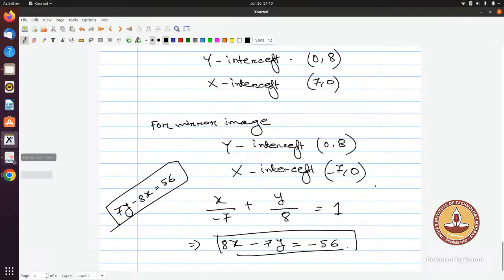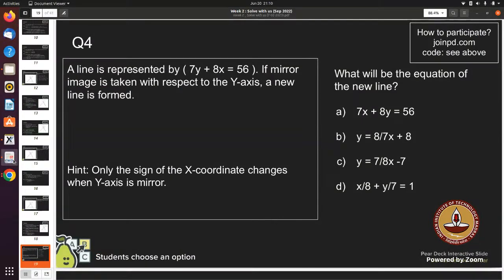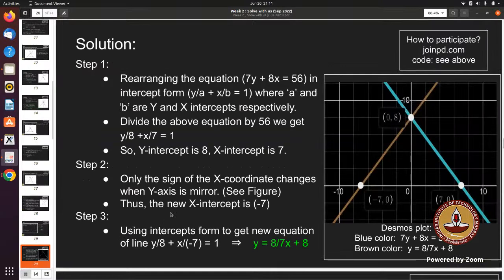Okay, fine. So this is what we got. Right? So that is what is written here. Anybody has any doubt in this problem? No, sir. No, sir.